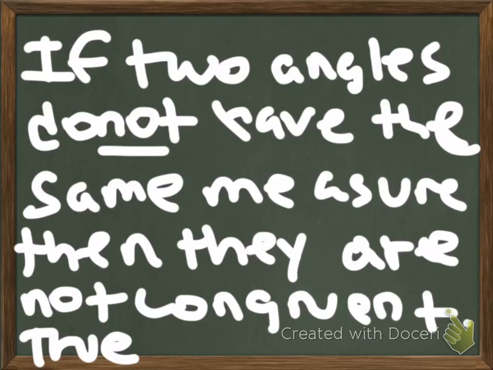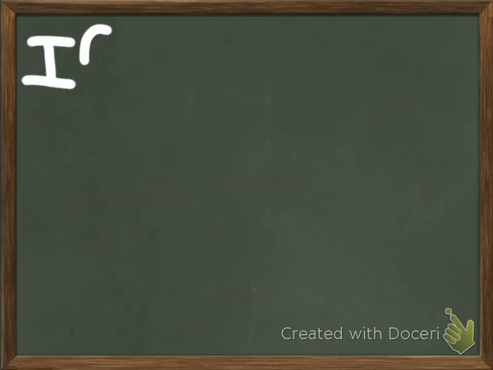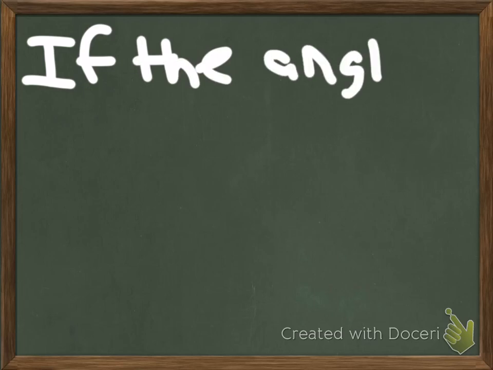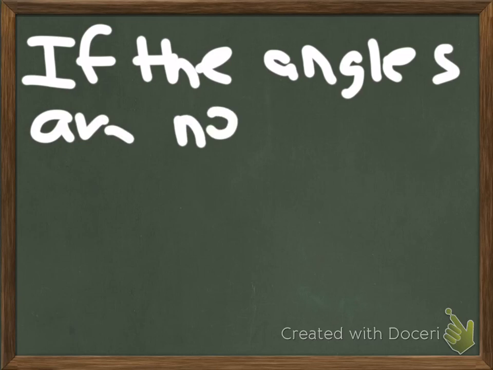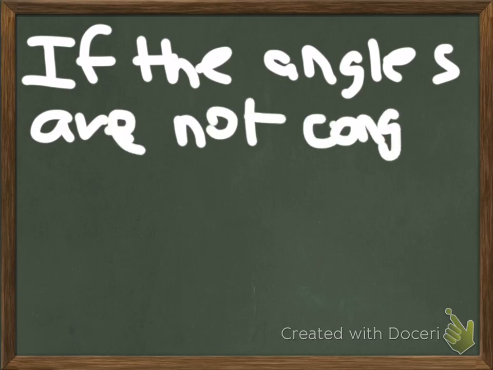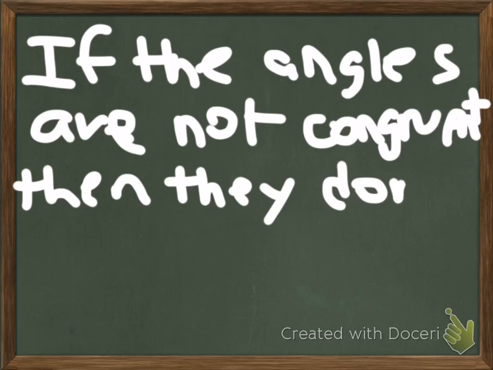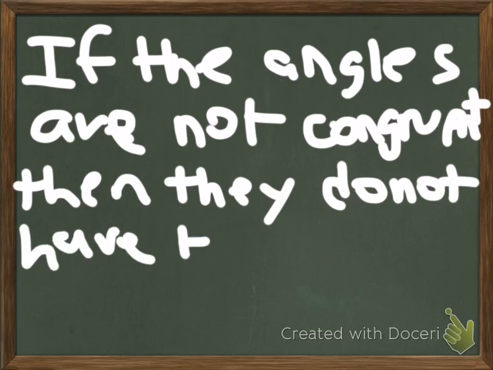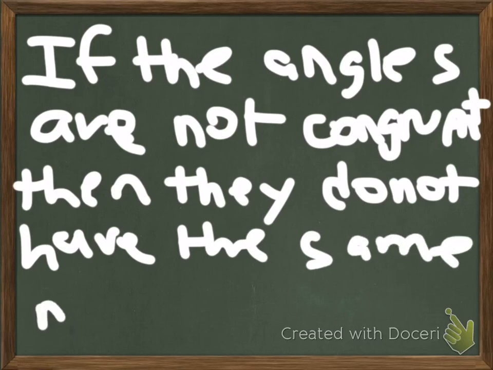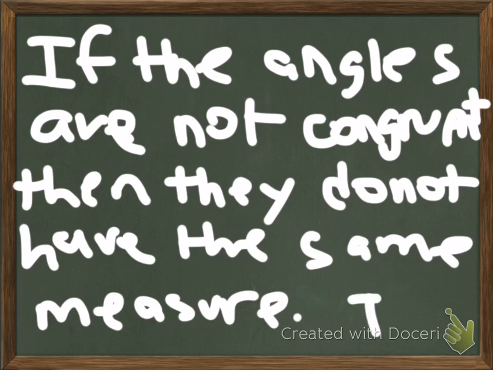And then the last one would be the contrapositive. So we're going to switch the statement we just wrote to say if the angles are not congruent, then they do not have the same measure. And this would also be true because if you think about angles not being congruent, if they're not congruent, then the definition has to be that they are not the same.